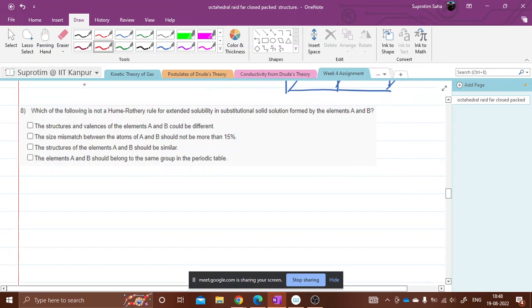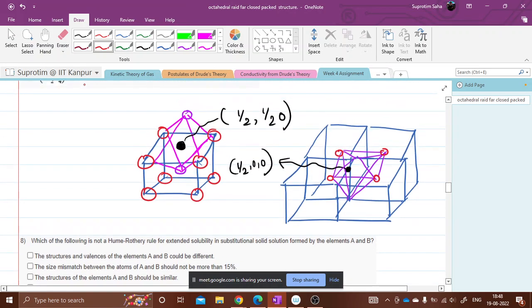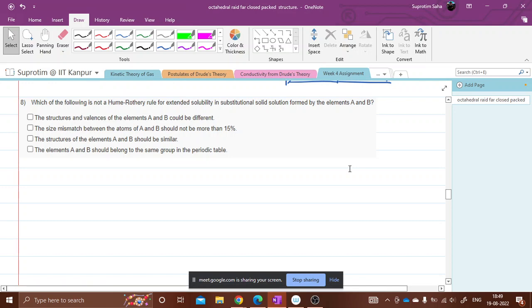All right. So now the next question. So these are the two possibilities, right? You can have an octahedral void in this fashion also, and in this fashion, right? So which of the following is not a Hume-Rothery rule for extended solubility in substitutional solid solution formed by the elements A and B? Note that this is asked, not a Hume-Rothery rule, right? So the first is that the structures and valences of the elements A and B would be different. It has to be similar, quite close, right? So that is not the correct statement. So you have to take it.